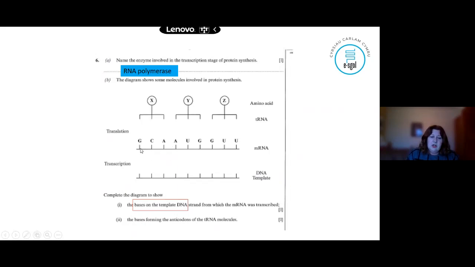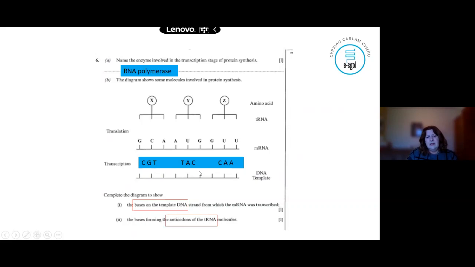Now, if you're going to transcribe messenger RNA from DNA, then you know there's complementary base pairing going on there. So if you look all along there, you can see C is complementary to G, G to C, and with DNA, remember, T to A. Okay, so all the way along there, you've got the complementary base pairing.